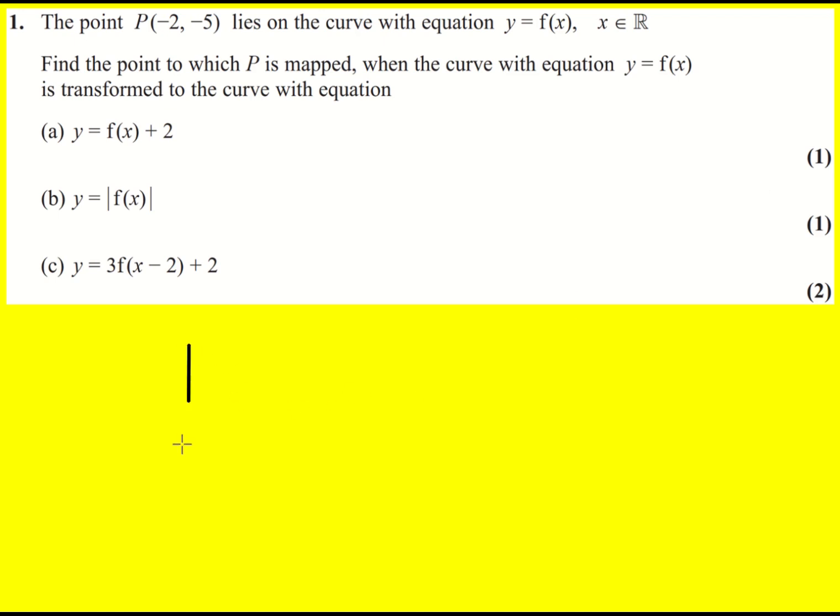We're given just a single point on a curve, y equals f of x. So it's minus 2, minus 5. But in fact, that's all we need when we're applying some transformations to it. Minus 2, minus 5 will be, say, down here.